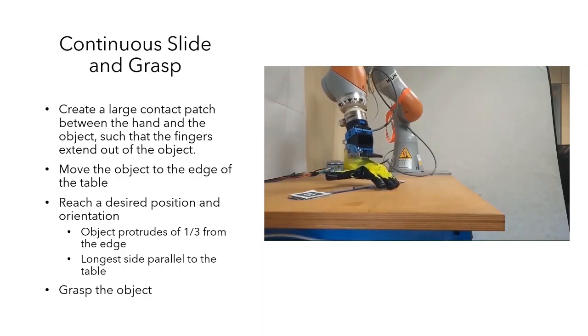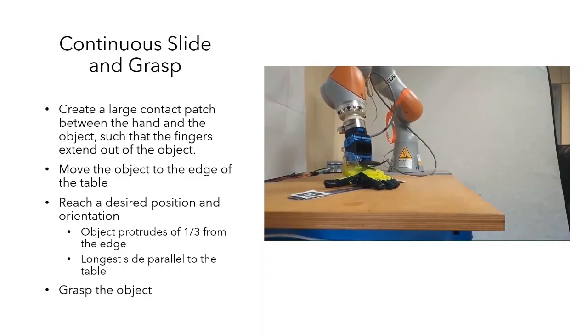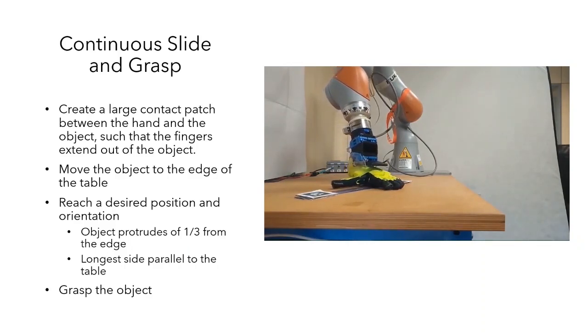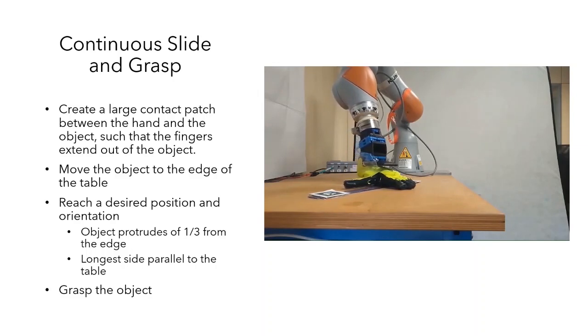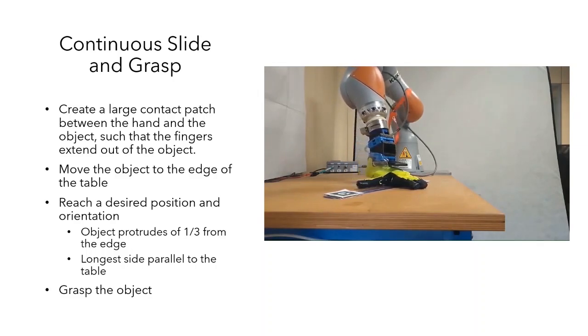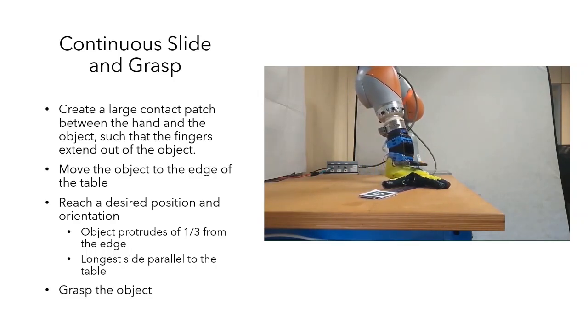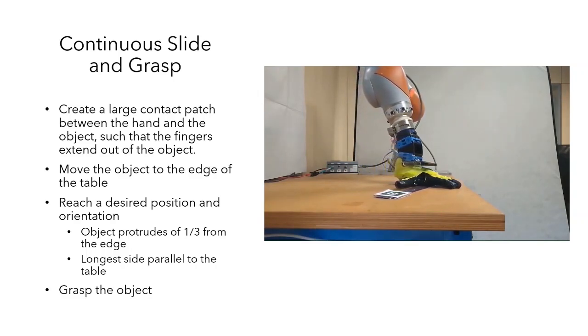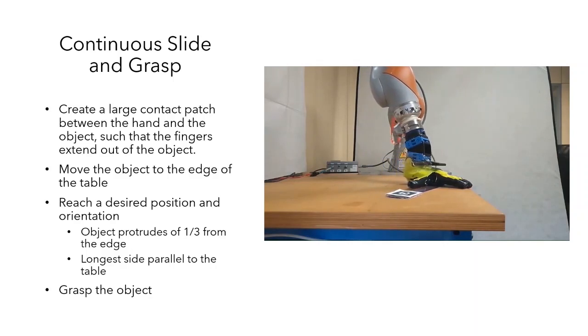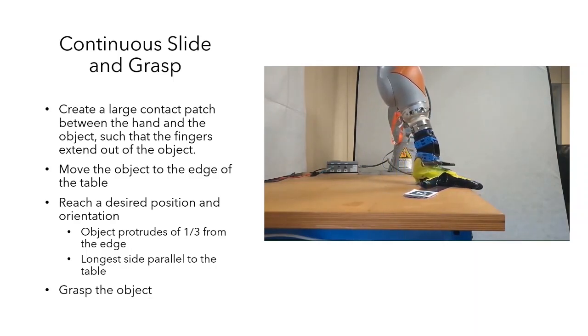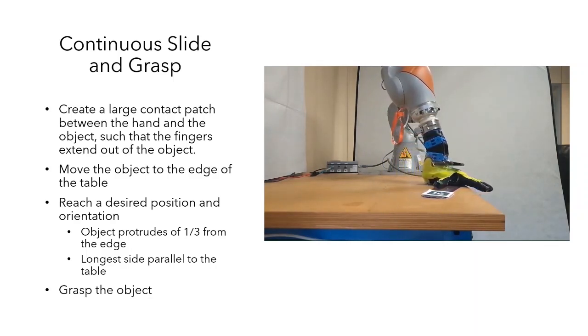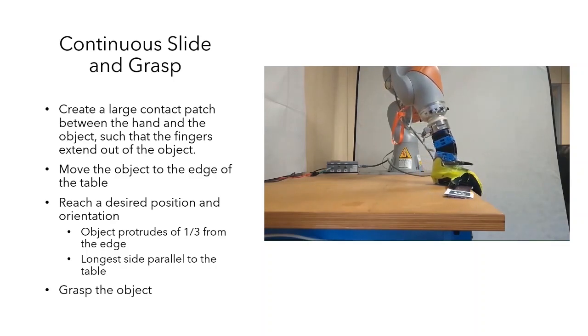The first strategy is called continuous slide and grasp. First, the hand is placed over the object to create a large contact patch with it. This is possible only because the hand is compliant. Then, the hand drags the object towards the edge of the table, and then, as you will see in the video, the hand will actually grasp the object by enveloping it with the fingers. This is possible only because the object is protruding from the table and also because the hand is compliant.